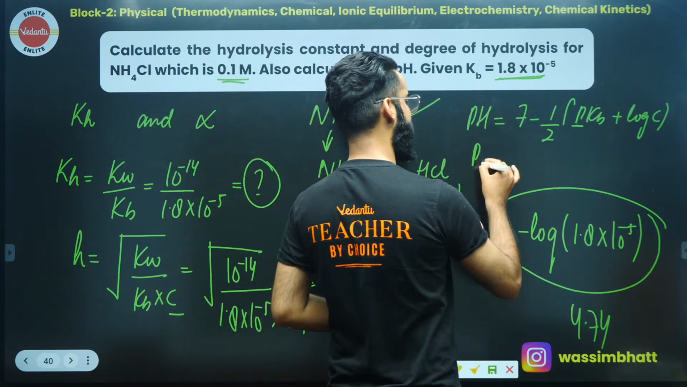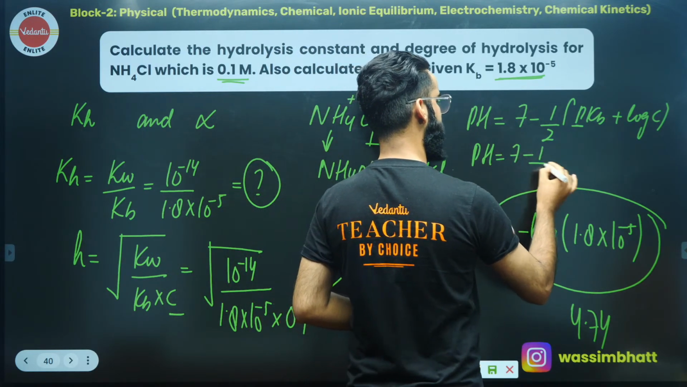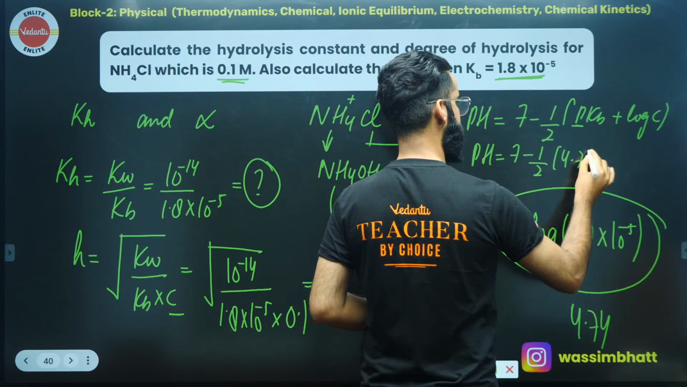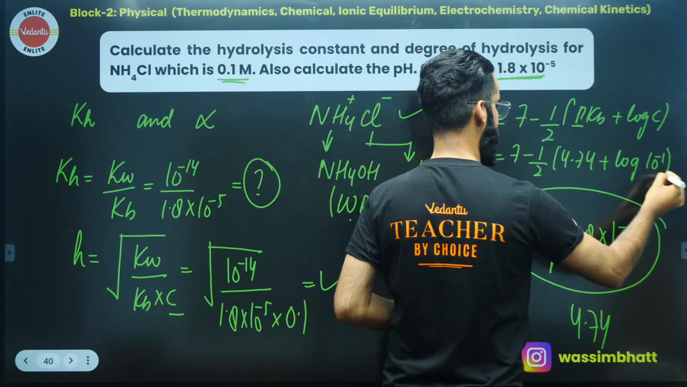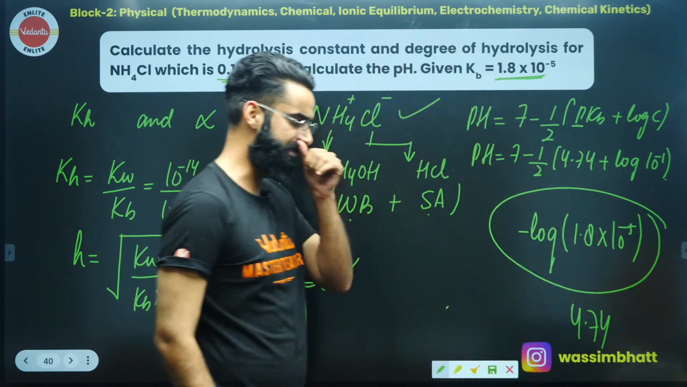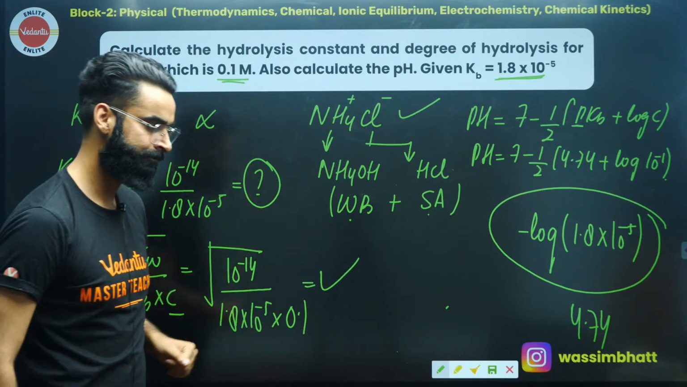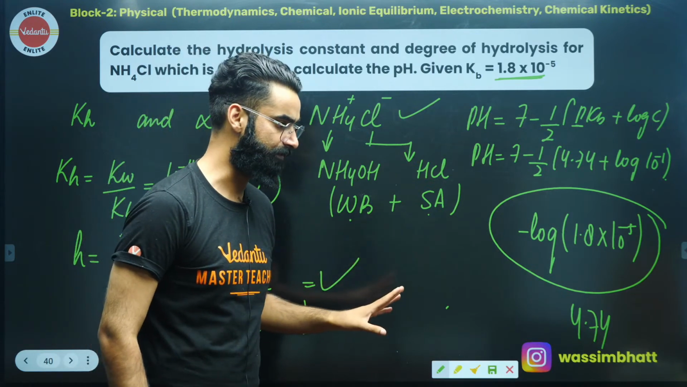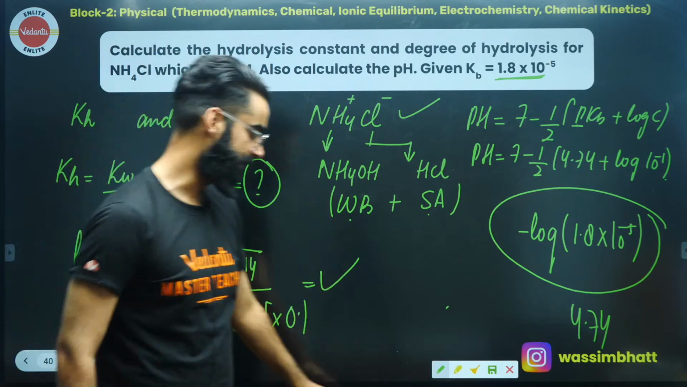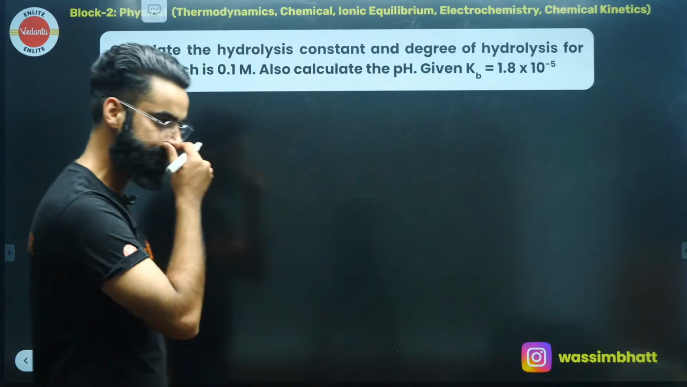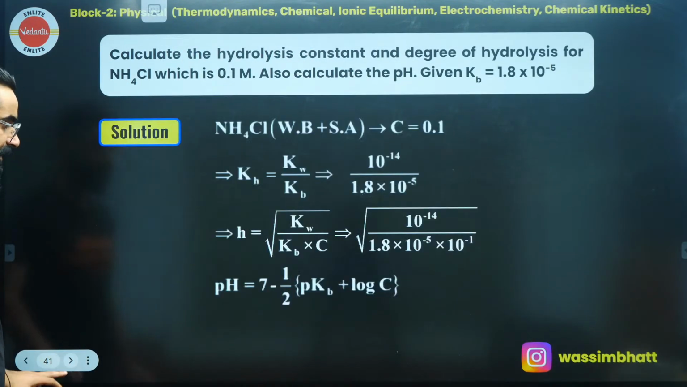So pH is going to be equal to 7 minus 1 by 2 times pKb, which is directly 4.74, plus log of C. C is the concentration of salt, which is 10 raised to minus 1. Solve it, get the value of pH. That's something which you were supposed to calculate, right? I'm sure you can easily solve these sort of questions, which are always going to be formula based whenever it is about salt hydrolysis. Perfect? Clear, guys?